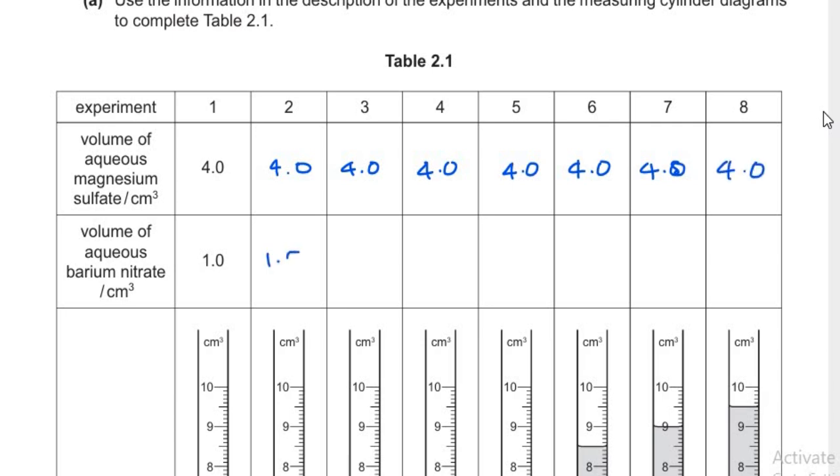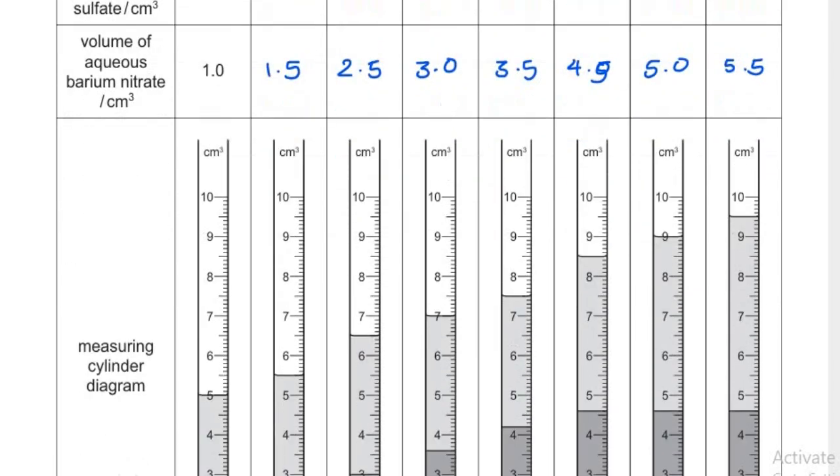Now next time we had added 1.5 cm³ of barium nitrate. In the third experiment it was 2.5, 3.0, 3.5, 4.0, sorry, not 4.0, it was 4.5, 5.0 and 5.5. This is how you are going to add as per the experiment. Here this is the level of the barium nitrate we are adding. Now let's see what is at the bottom.